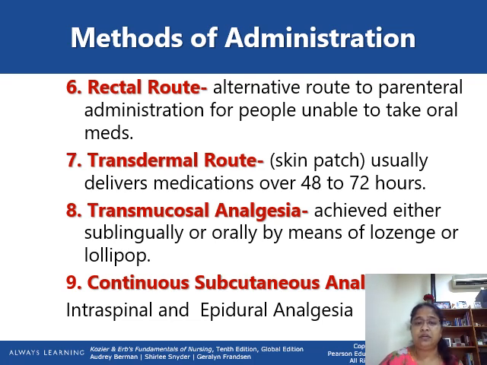And then the transdermal route. There are some patches like a sticker, put on the skin of the person, and this medication delivers a small amount of pain analgesic throughout the day. It can stay there for 48 to 72 hours. Then transmucosal analgesia, which can be given under the tongue or orally by means of lozenges or lollipops for children. And then continuous analgesia, usually during labor, delivery pain, and some surgeries, where they put a tube inside the epidural region and a small amount of analgesia is given continuously.